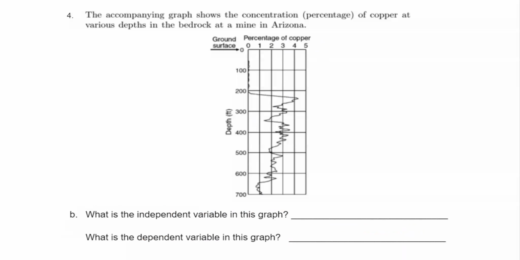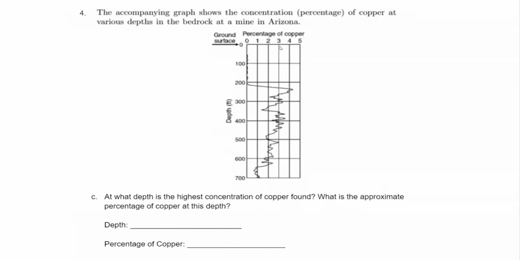So B is asking, what is the independent variable and what is the dependent variable in this graph? Well, I'm seeing two variables. I'm seeing depth and I'm seeing percentage of copper. I know depth within the ground is not affected by the percentage of copper, but the percentage of copper within the ground is affected by the depth within the ground, how deeper you're going in the ground. So I would say the independent variable is depth and the dependent variable is the percentage of copper.